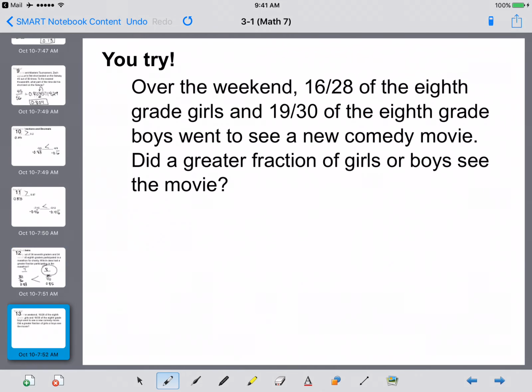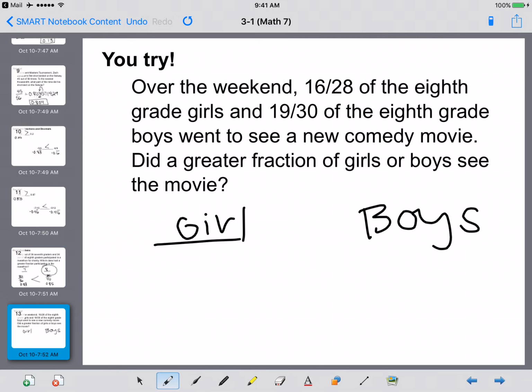Now you try and check back. So it says over the weekend, 16/28 of the 8th grade girls and 19/30 of the 8th grade boys went to see a new comedy movie. Did a greater fraction of girls or boys see the movie?